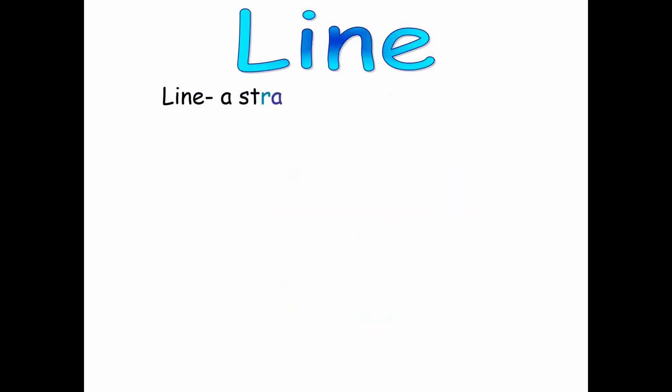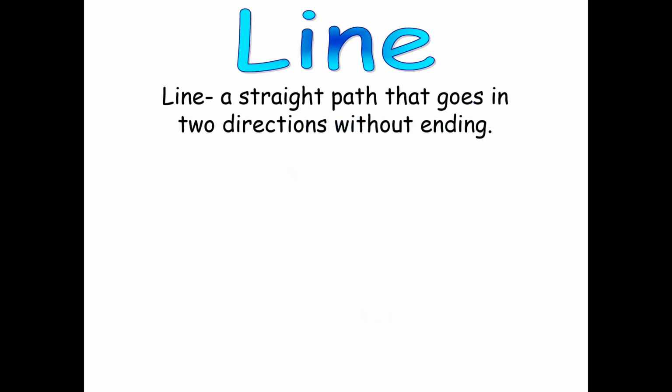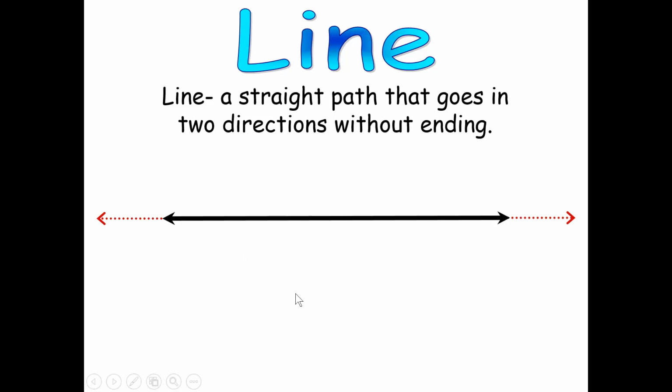Okay, the first one is line. A line is a straight path that goes in two directions without ending. So if you see an image like this one here, you can see that this is just a straight line, right? But it has two arrows in here, going to each of the ends. If you continue, it means that this line is going forever to the right side and to the left side, both of the ends. It means that it's going to go forever.